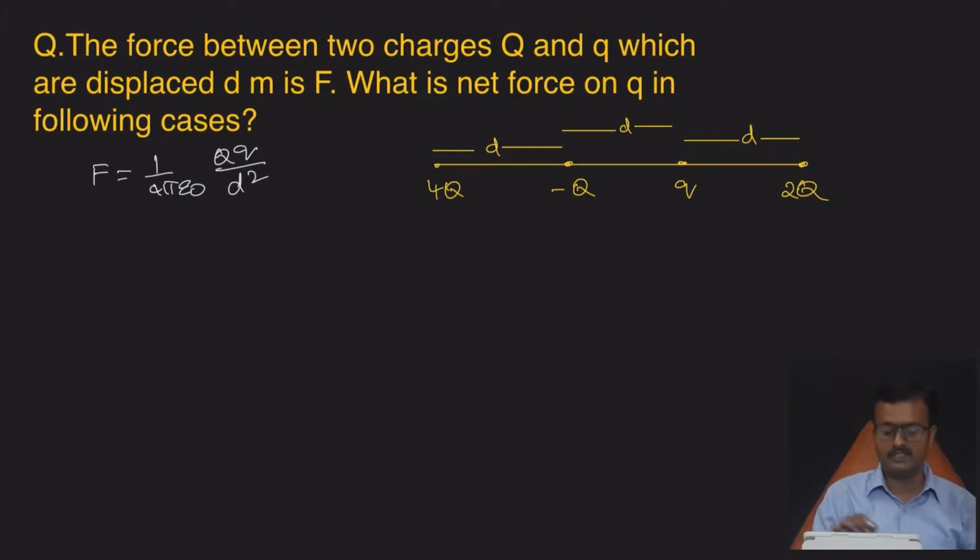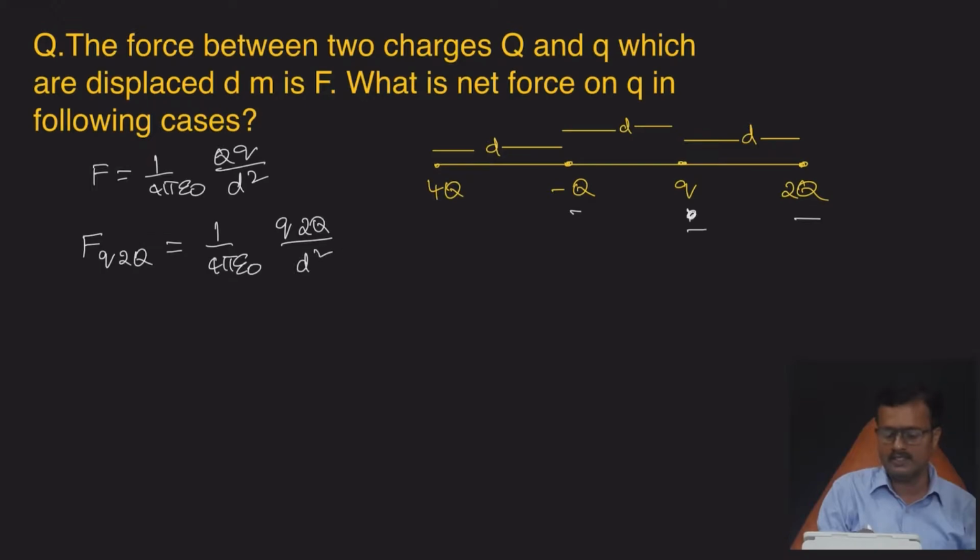What is the net force on q? See here, what is the force on q by the remaining charges? All charges are on the same line. 4Q and minus Q are separated by a distance d, minus Q and q are separated by a distance d, q and 2Q are separated by a distance d. First I calculate the force on q by 2Q. That is equal to 1 by 4 pi epsilon naught, 2Q into q by, and what is the distance? That is d square.